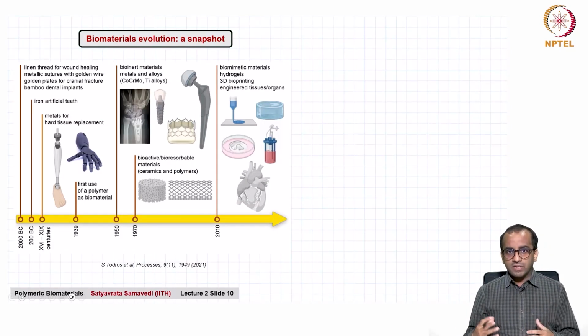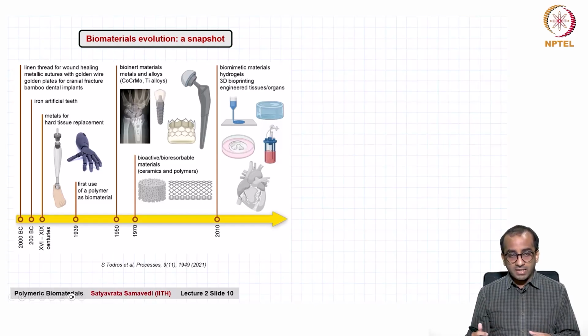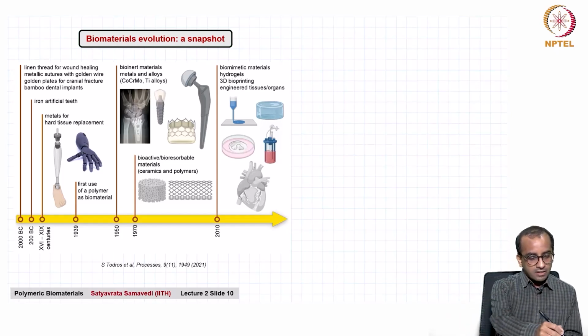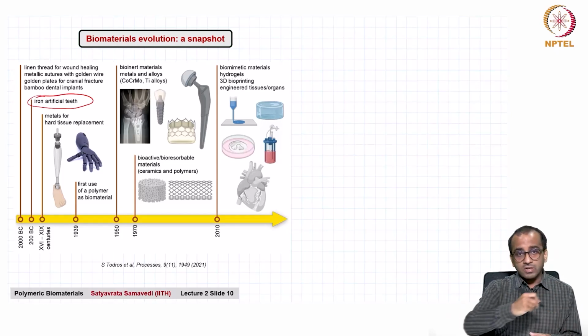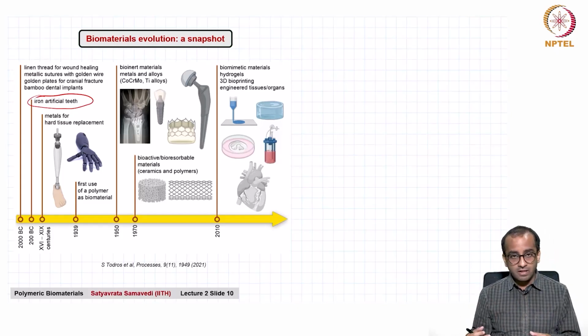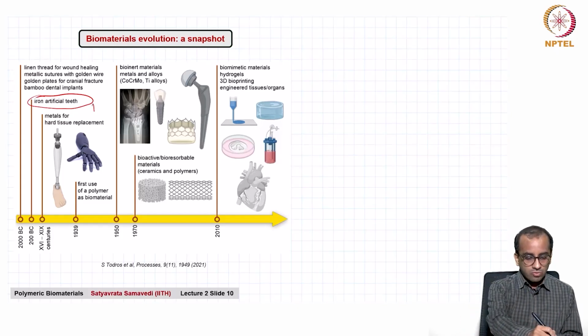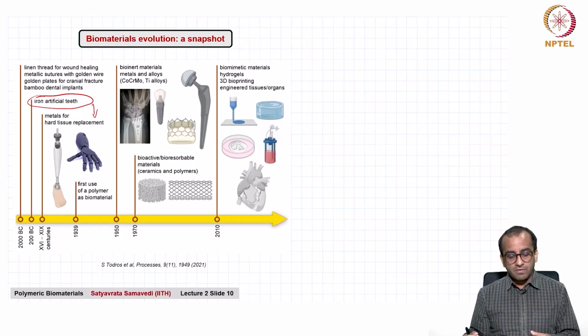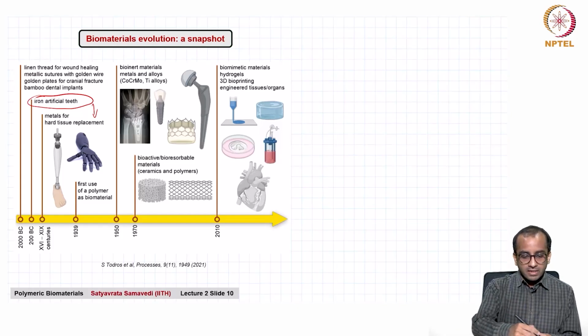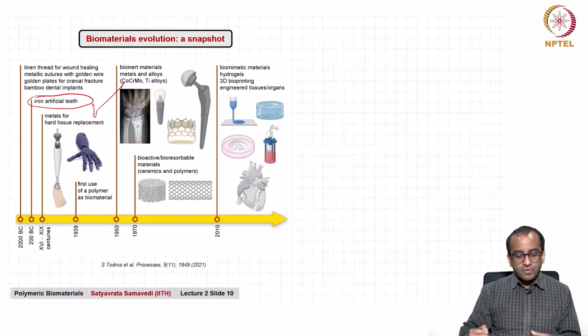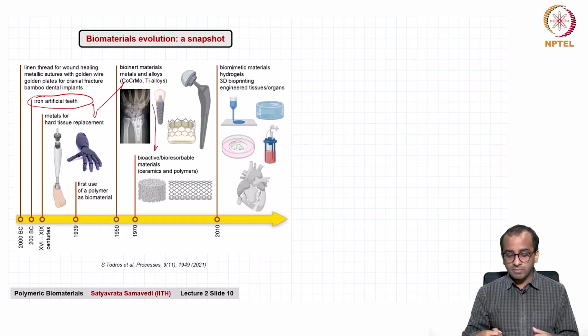So, to summarize all of that in one quick schematic over say 2000 plus years, we are looking at wrought iron teeth or artificial teeth, moving from there to metals for hard tissue replacements. This could be titanium, cobalt, chromium alloys, etc. And then we move to bioactive materials. I gave the example of bioglass in the previous slide.